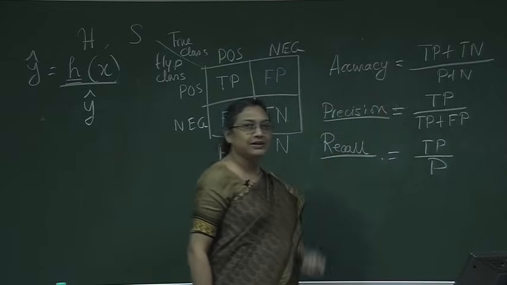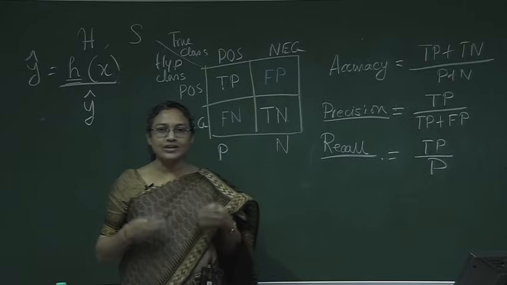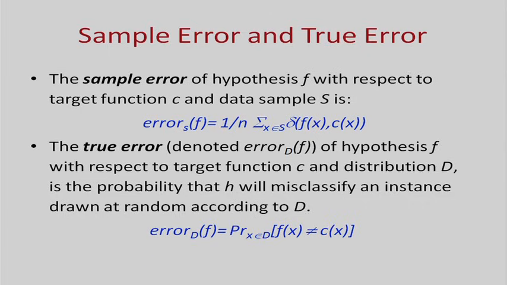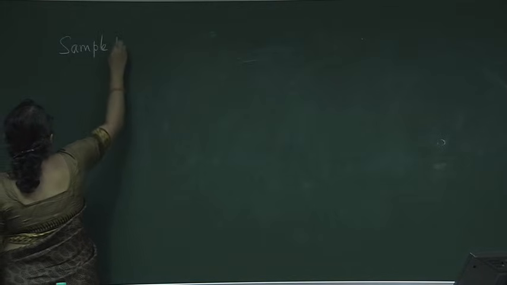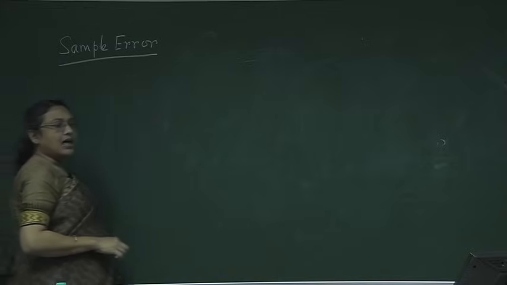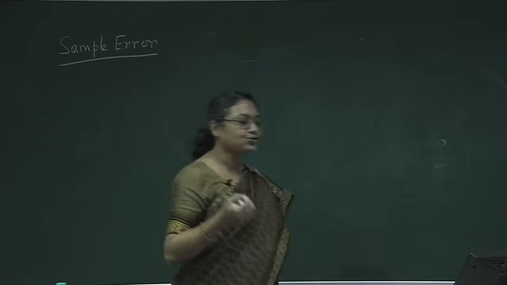Now, the next thing we will briefly discuss is on what data we evaluate the learning algorithm. So, we are evaluating the learning algorithm on a sample data, and the measure of error, suppose we are trying to measure error, the error that we get on the sample is called sample error. And the actual error is called the true error.